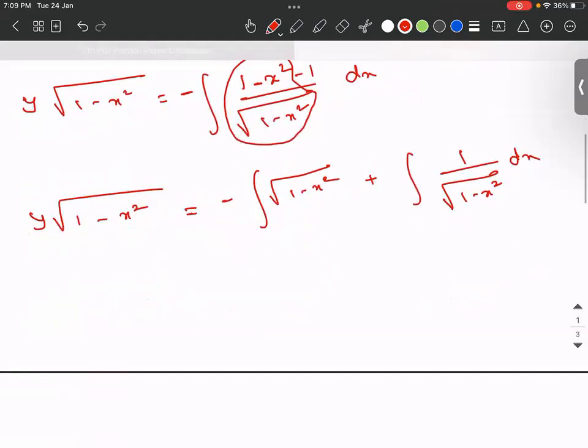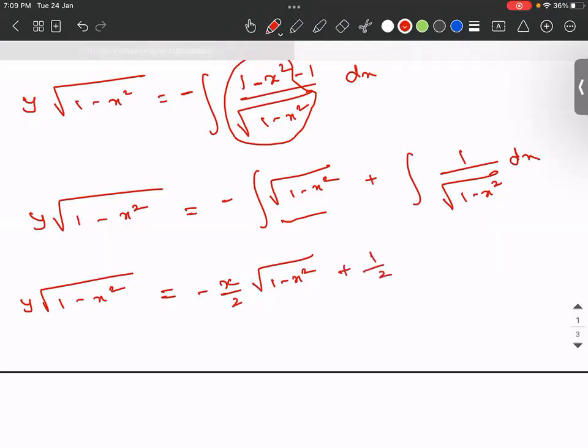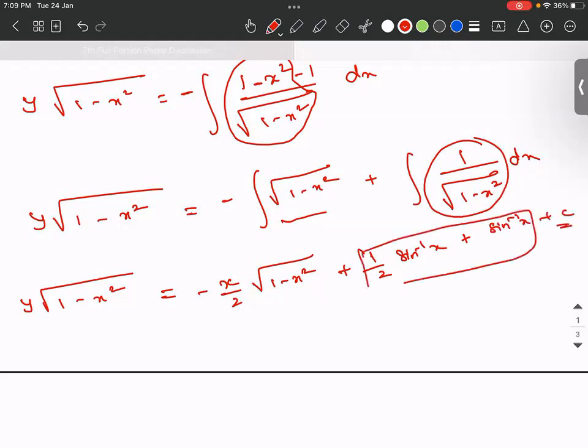Right? Now you have the ready-made formula for everything. Y into root of 1 minus x square is equal to negative of, what is the formula for root of a square minus x square? X by 2 into root of 1 minus x square plus a square by 2, that is half, into sine inverse of x here, plus what is the integral of 1 by root of 1 minus x square? It is going to be sine inverse of x, and you have a plus c. So add these two and that should give you the answer.